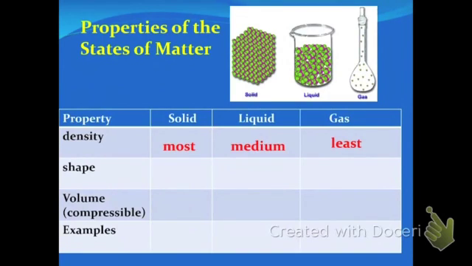We're talking about shape. We're talking about what it looks like. Is it a cube? Is it a sphere? Is it pen-shaped? People-shaped? Whatever. Solids have a definite shape. That means it's not going to change.